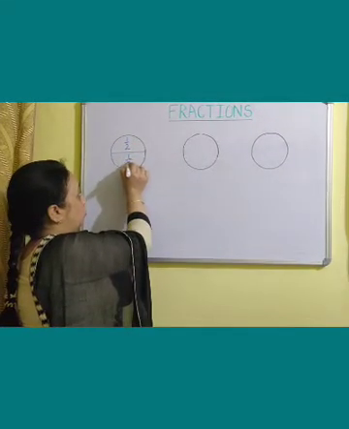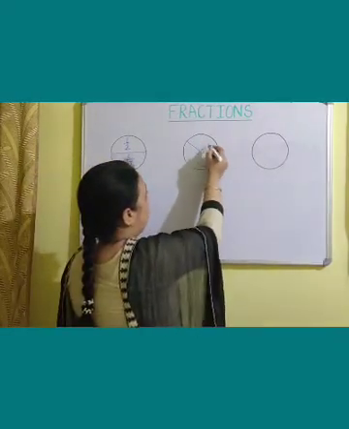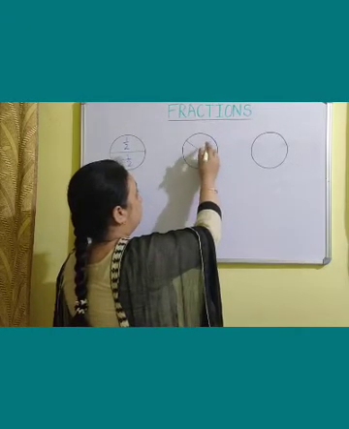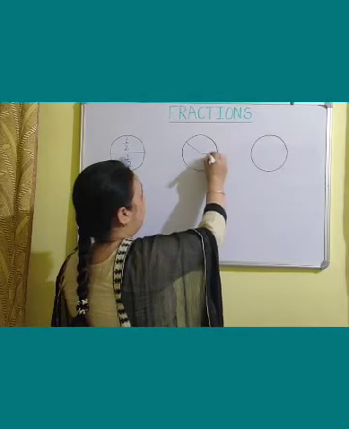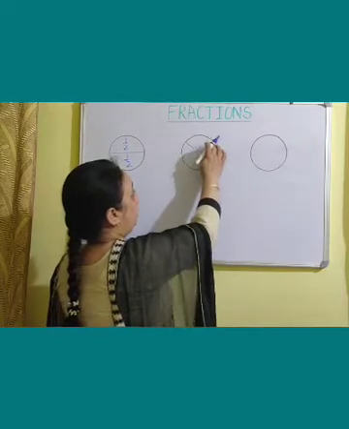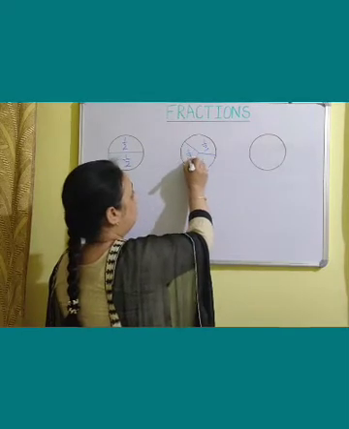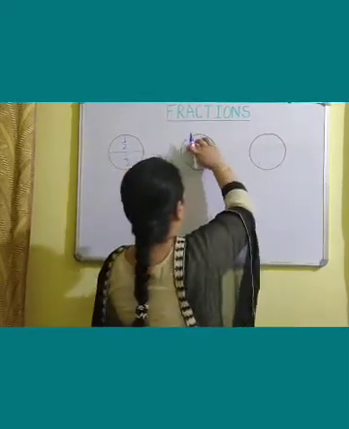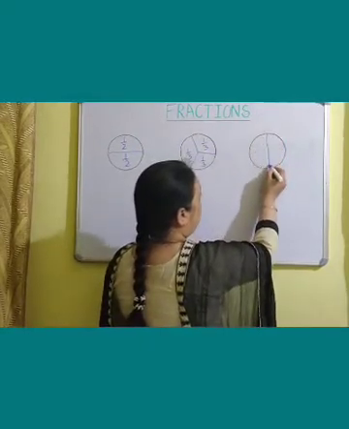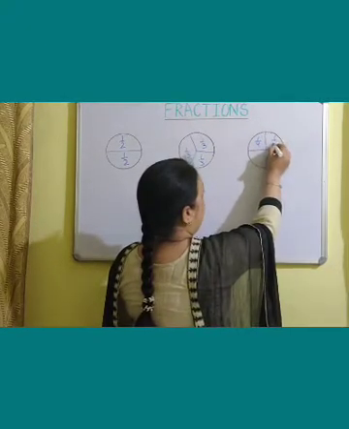This I have already told you. If I divide this into 3 equal parts, one, 2 and 3, each part represents 1/3. And if I divide this into 4 equal parts, each part represents 1/4.